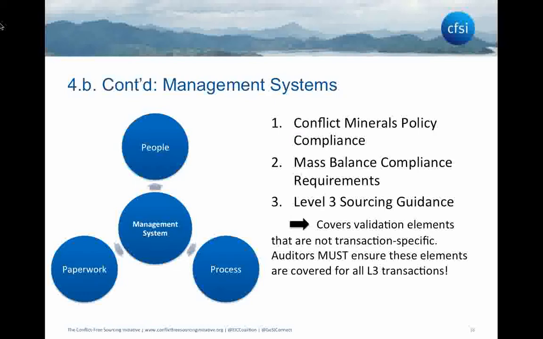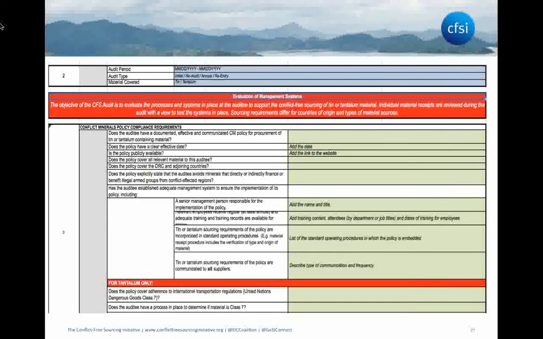The third section in the Management Systems tab is this guidance or questionnaire on the level 3 sourcing, which covers all those validation elements that are not specific to a transaction. Again, the auditor must ensure that these elements are covered for all level 3 transactions. However, please also note that this section only needs to be completed if the smelter sources from a level 3 country.